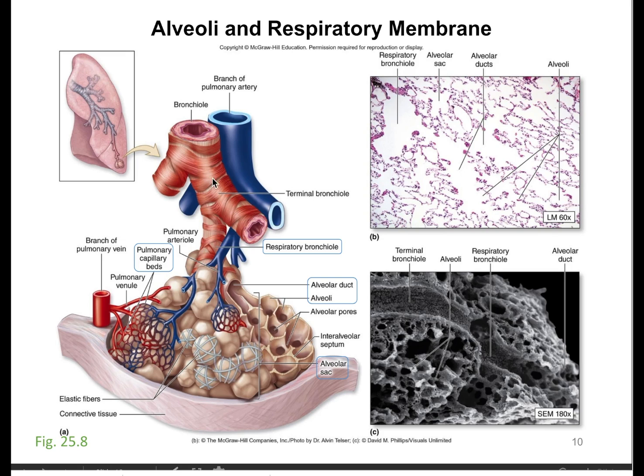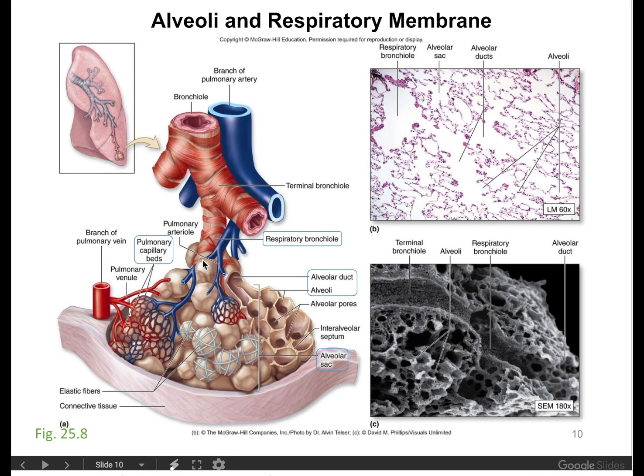So at that point, the inside wall of the bronchiole is changing. So we started as the pseudostratified columnar epithelium, and it's going to transition as we travel down the tube to eventually be just the simple squamous epithelium in these sacs down here. So between the respiratory bronchiole and these alveolar sacs here we're going to have these little ducts.